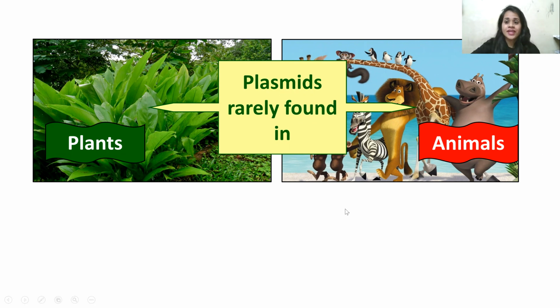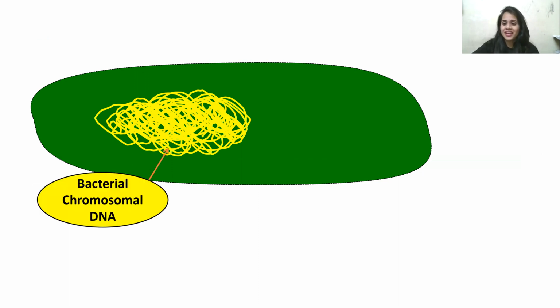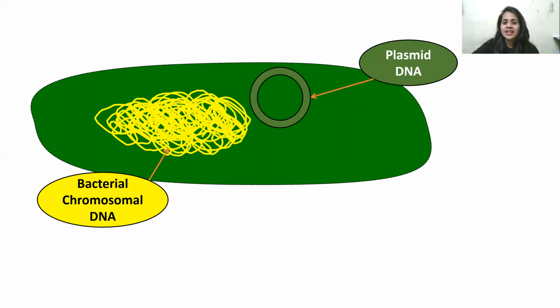So plasmid is very commonly found where? In the bacteria. So let us see where exactly in the bacteria you can see the plasmid. So this is a bacteria. Can you recognize this? This is the bacterial chromosomal DNA, right? And this is the plasmid. So plasmid is not the chromosomal DNA of the bacteria. Please do understand that. I think you must have already studied this in your 11th standard, right?